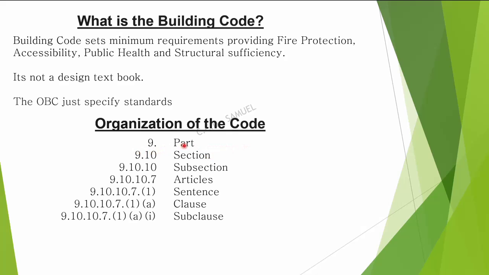Part 9, 9.10, Section 9.10.10.7, Articles. Please note, I am not using the term 9, 10, 10, 7 or 910, 10, 7. The way it's pronounced, or the terms you use when you specify in the building code, is 9.10.10.7.1, and the list goes on.